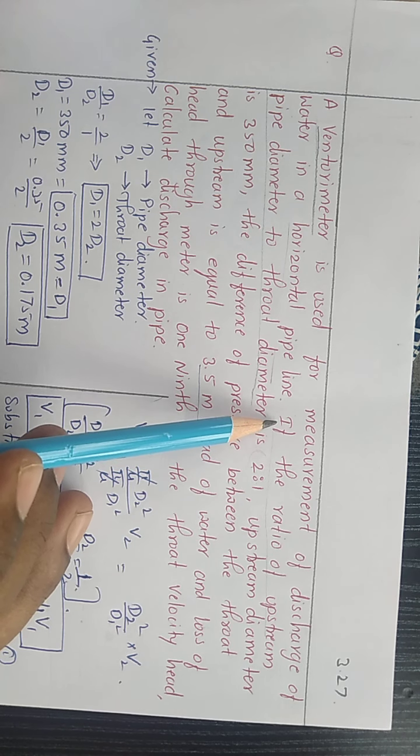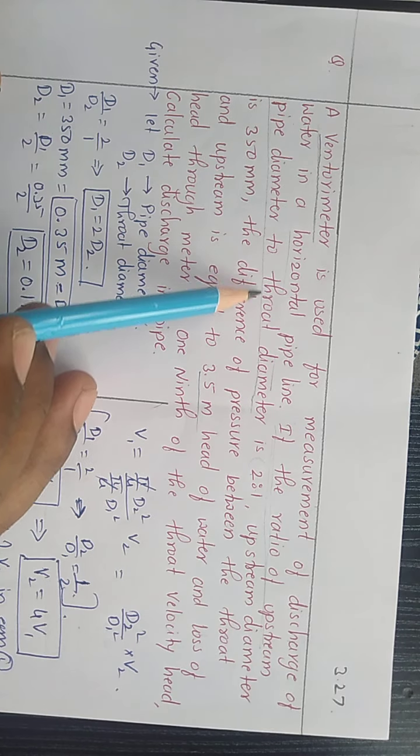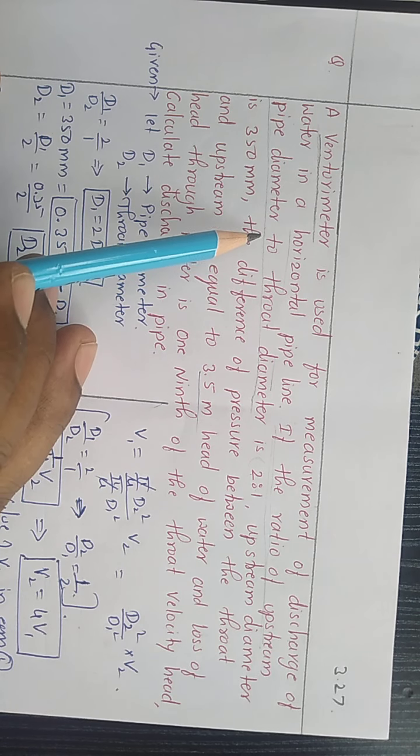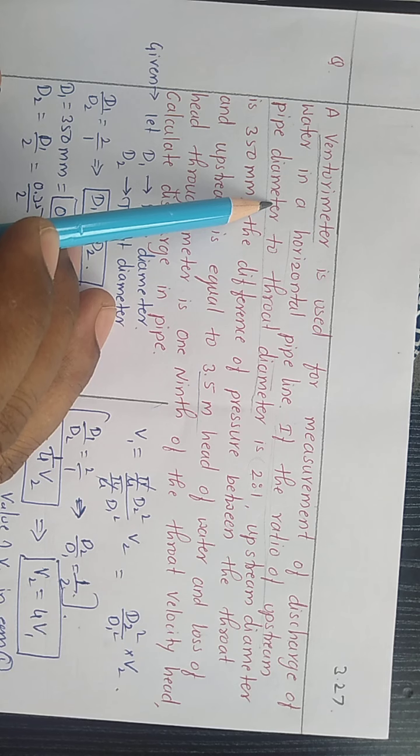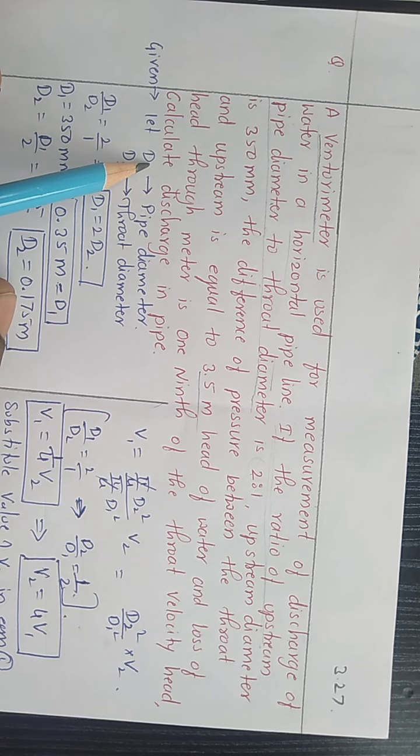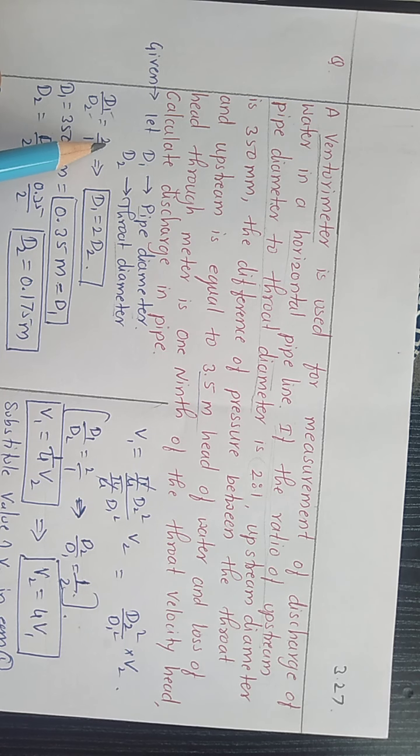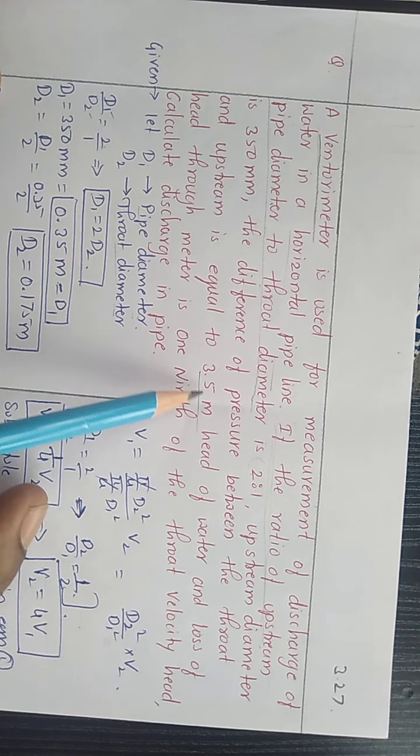I'll just read out once again. If the ratio of upstream pipe diameter to the throat diameter, if I take the pipe diameter as d1 and the throat diameter as d2, then the ratio of pipe diameter to throat diameter, d1 by d2, is nothing but 2:1, that means 2 by 1. So d1 is equal to 2d2.